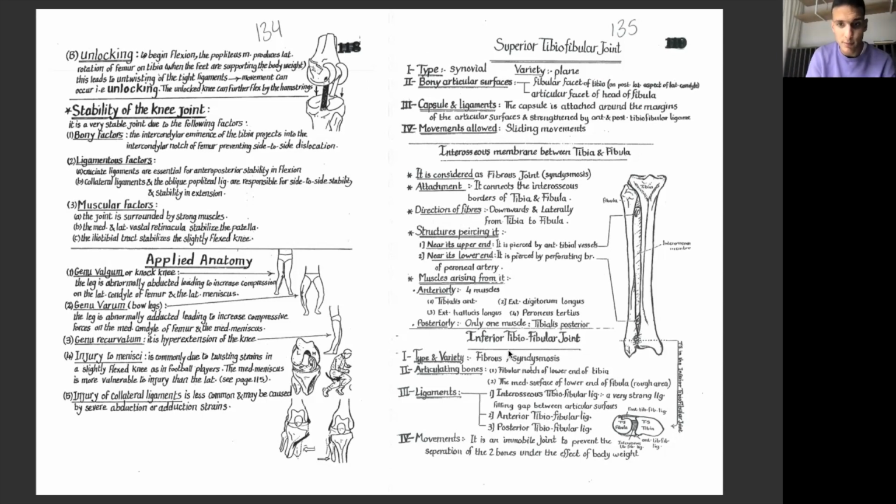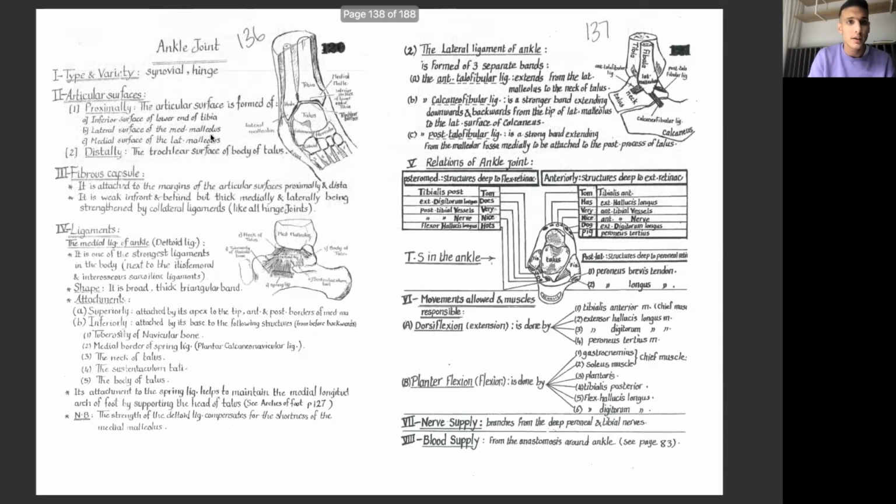The inferior tibiofibular joint is a fibrous syndesmosis, which is different from the superior one. The articulation is between the fibular notch of the lower end of the tibia and the medial surface of the lower end of the fibula. You can study the ligaments of this joint because I think they are involved with the ankle joint: the interosseous tibiofibular ligament. When you see interosseous, it's directly between them, like glue. Then the anterior tibiofibular ligament and the posterior tibiofibular ligament. That's it. Next, ankle joint.